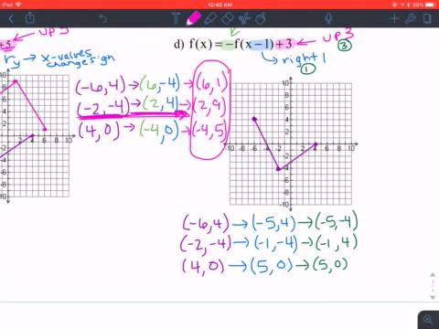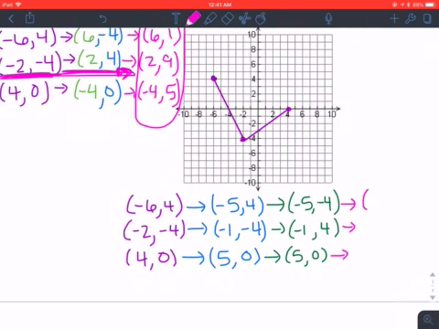Okay, and then we'll do our last transformation, which will be up 3. So our x value is still staying the same, but we're moving up 3. So I'm now at -1. X value stays the same, move up 3. X value stays the same, move up 3.